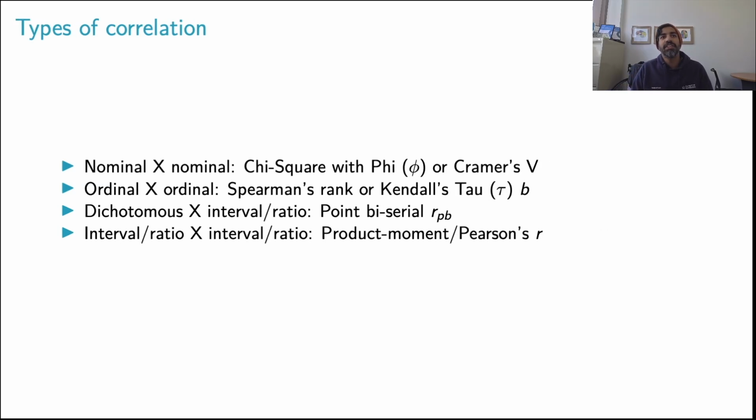And in the types of correlations, we focused as well on, again, coming back to the level of measurement. If it's nominal by nominal, we use chi-square with phi or Cramer's V for effect size. If it's ordinal by ordinal, we use Spearman's rank or Kendall's tau. Then for dichotomous by interval or ratio, it was the point-biserial correlation. And interval or ratio by interval or ratio allowed us to use Pearson's product moment, or Pearson's r correlation. So all of these were ways of identifying the type of correlation to use based on the level of measurement of the data that you have.